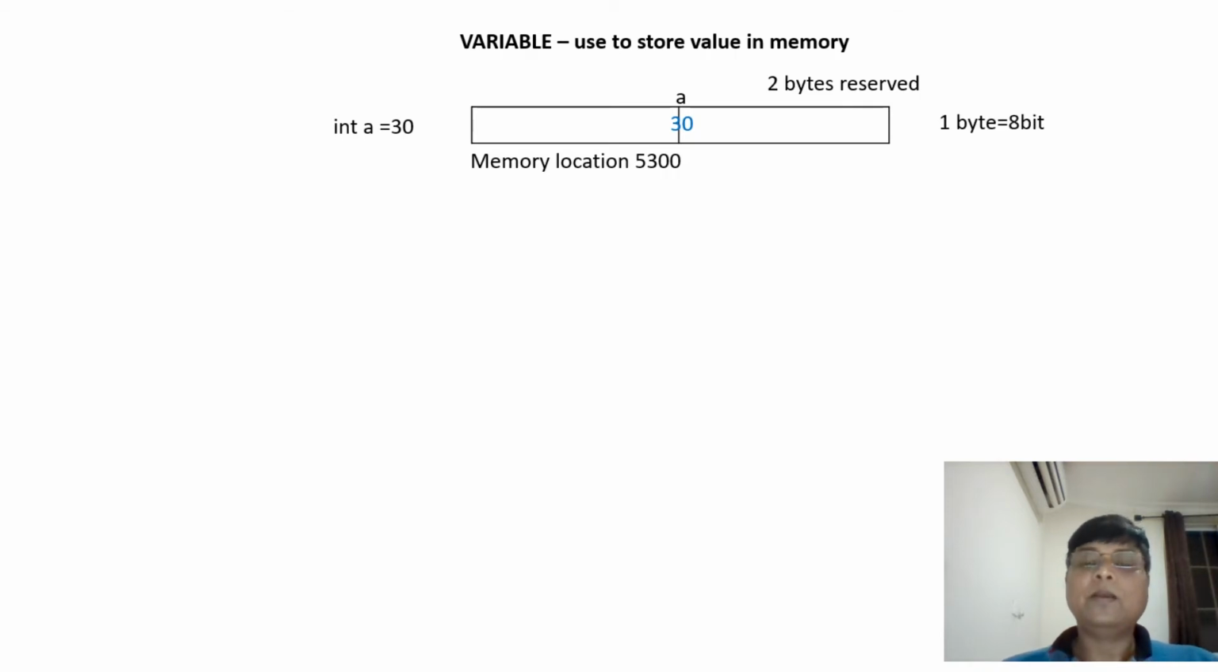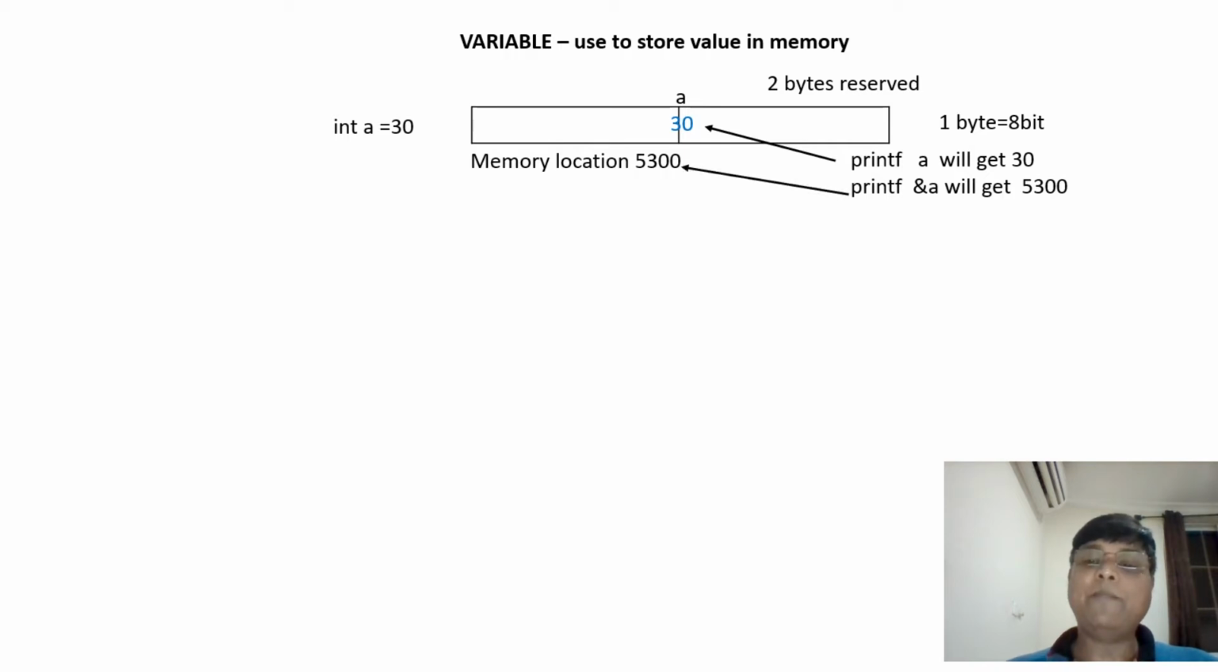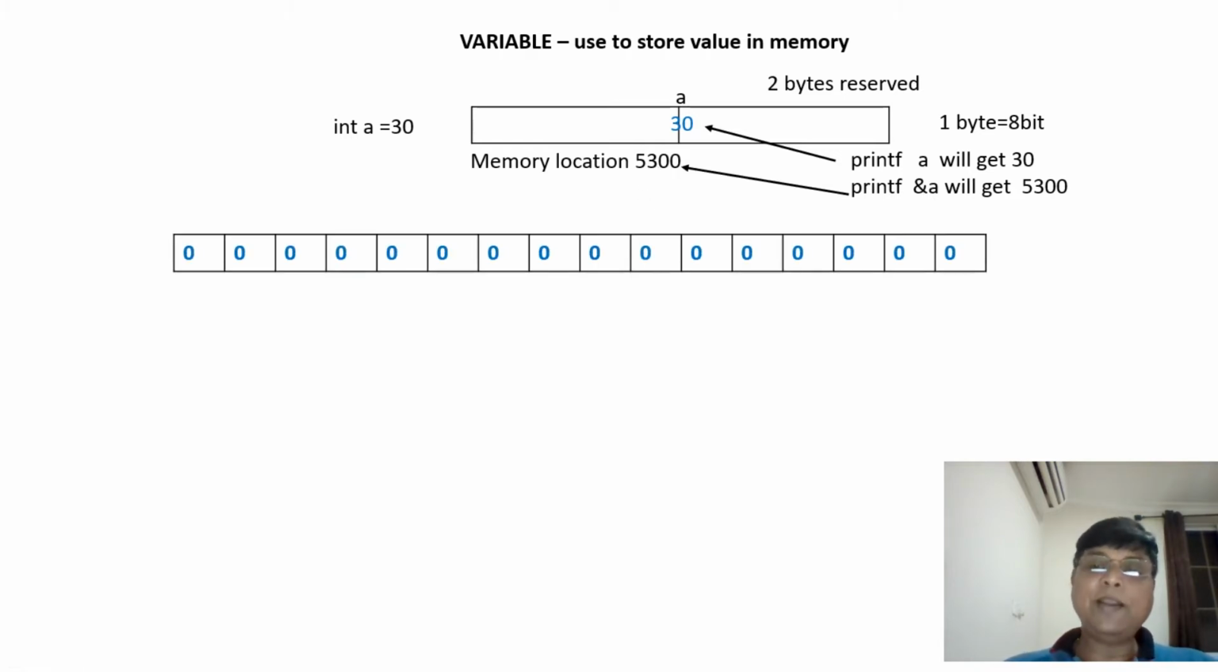If we categorize these 2 bytes in bit format, 1 byte stands for 8 bits, so this is 16-bit data. If I use this information and print a, it points to the value 30. And if I print the address of a, using the ampersand sign, it prints the location.